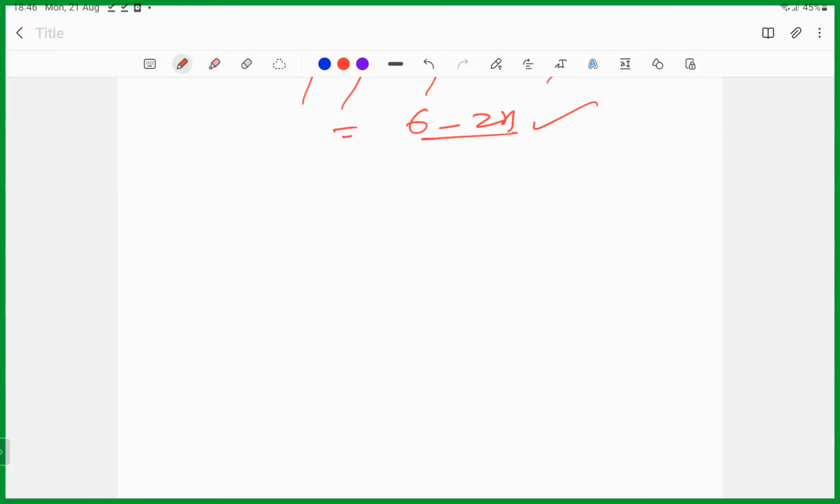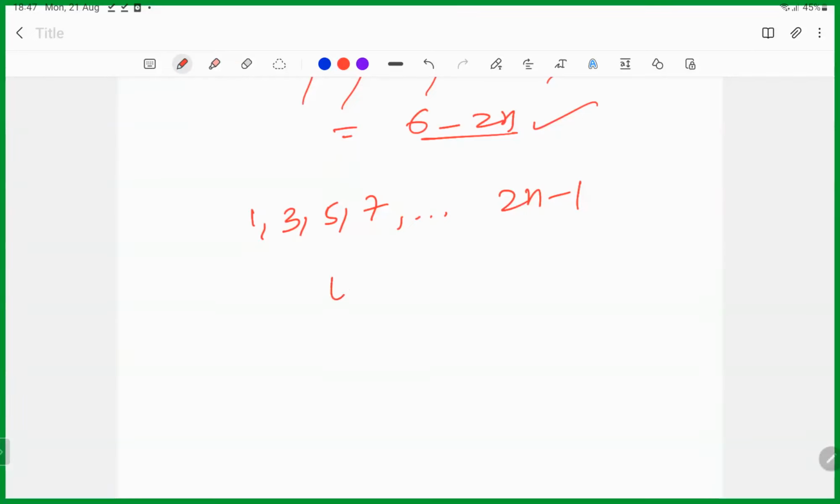What is the sequence of the odd numbers? 1, 3, 5, 7. So what will be the nth term? The nth term will be 2n minus 1. Okay. 2n minus 1, right? How will you get it?